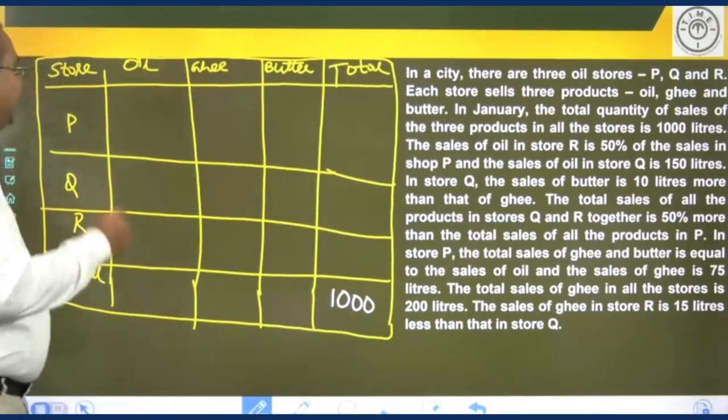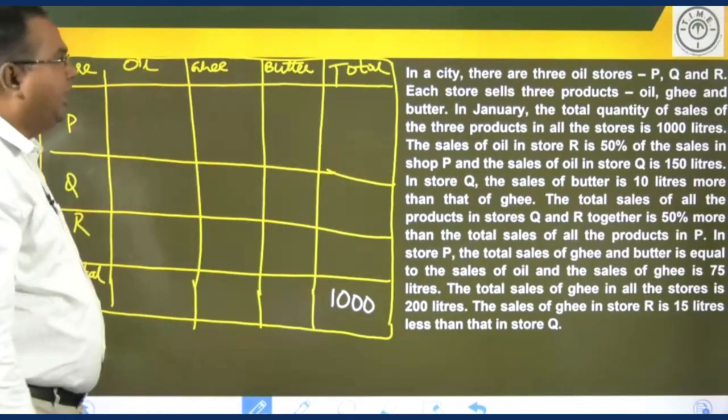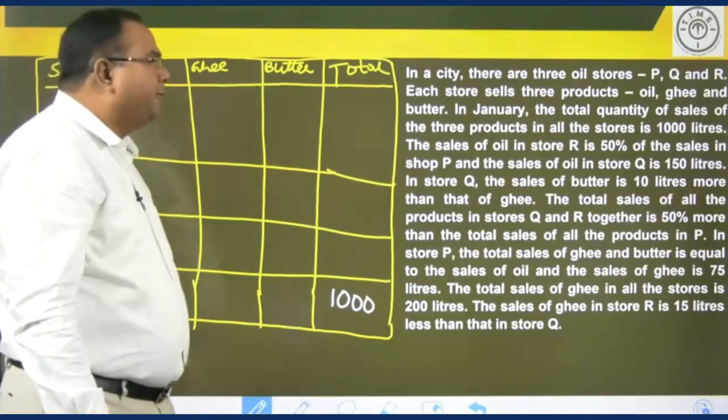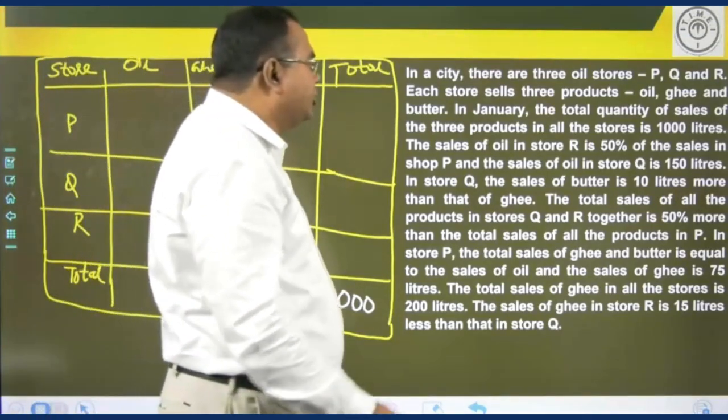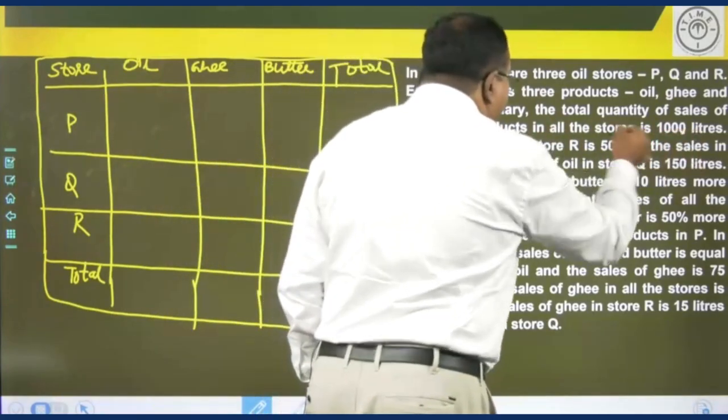So, we have 3 stores P, Q and R. They are selling oil, ghee and butter. Okay. So, fine. So, let us read the data now. In January, total sales is 1000. Up to here we have done. Up to here we have completed, right? Up to 1000 we have done.